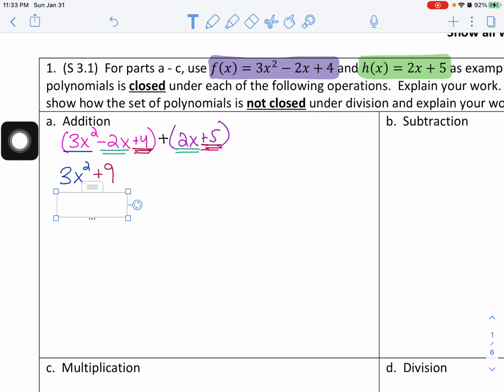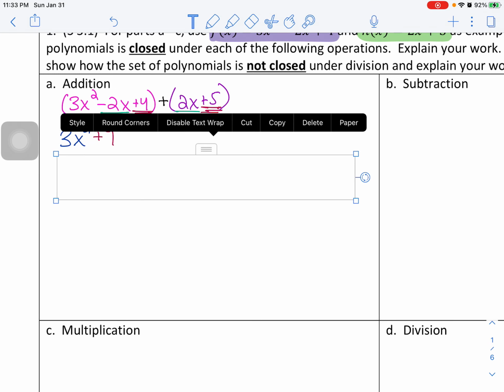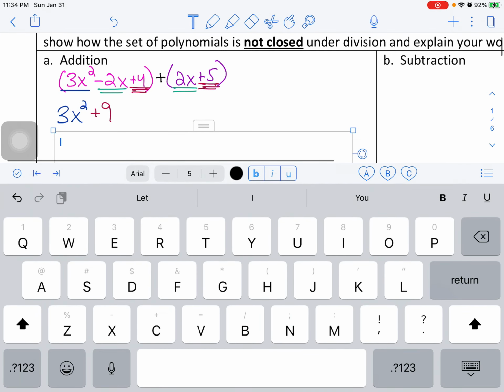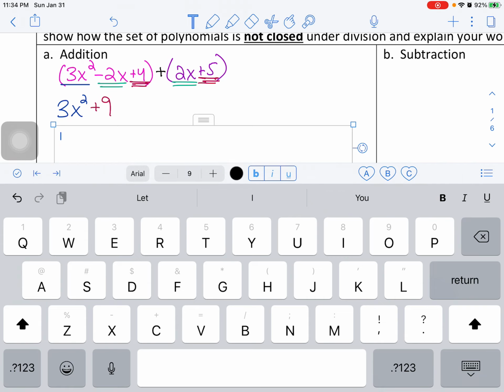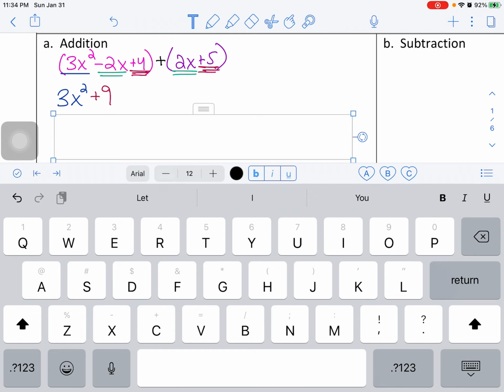So I'm actually going to use the text feature to write a quick sentence here. It's probably going to be really small, so let me increase my font size just a little bit. Okay, whoa, that was really big. Hold on a second. I didn't realize it was going to be that big.